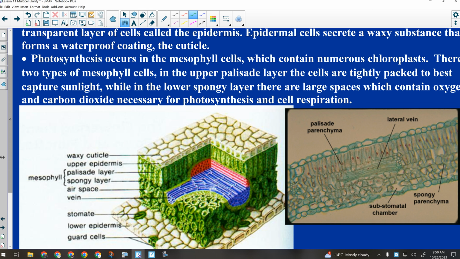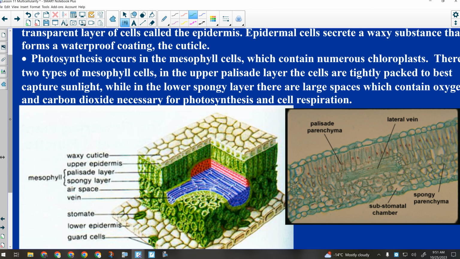Not that the layer underneath doesn't carry out some photosynthesis, but it's not its primary job. The primary job of those palisade cells is to be packed in as close as possible and expose as many chloroplasts to the sun as possible. That's why they look different. They have a different job. They're specialized to carry out photosynthesis.